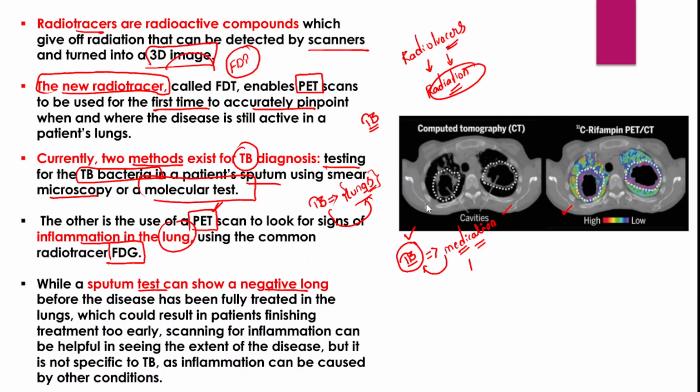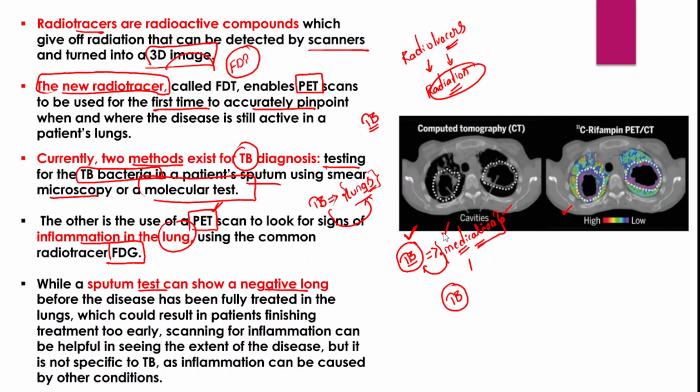Then what happens? He'll stop using the medication for the TB disease, but in reality there are still signs of TB bacteria in the lungs of the infected individual. So once he stops the medication, the TB would again start impacting the individual, because he stopped medication because of the wrong results from the smear microscopy test.